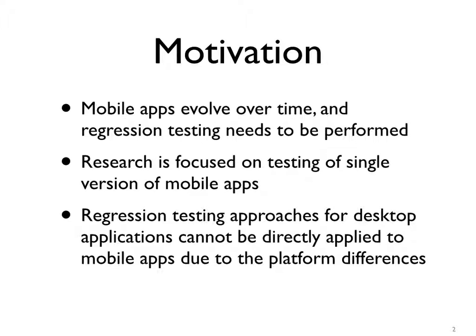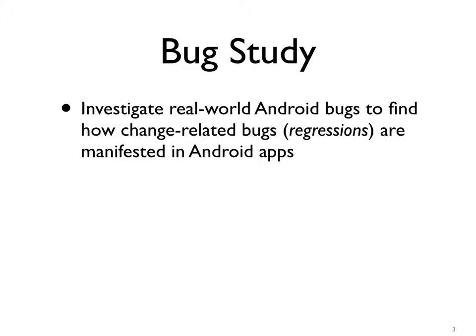Although regression testing has been extensively studied for desktop applications, this approach cannot be directly applied to mobile apps. A key factor that causes this incompatibility is the system architecture difference between the mobile platform and the desktop platform. We conducted a study to investigate real-world Android bugs with an aim to find how these change-related bugs or regressions are manifested in Android apps.